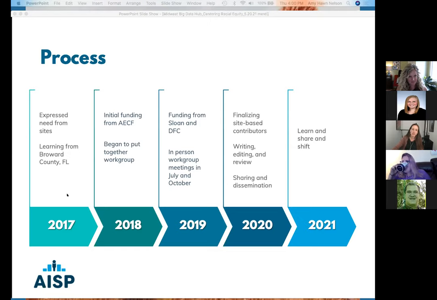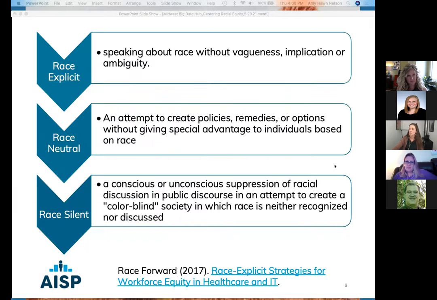First, we acknowledged that we needed to do this work. Then we figured out funding, which took a while. We did pay participants to sit in the work group, and I'll talk about that in a minute. And then we've been writing and then disseminating. And now we're in this learn and shift phase of the work, trying to support sites who are trying to do the work, which is hard.